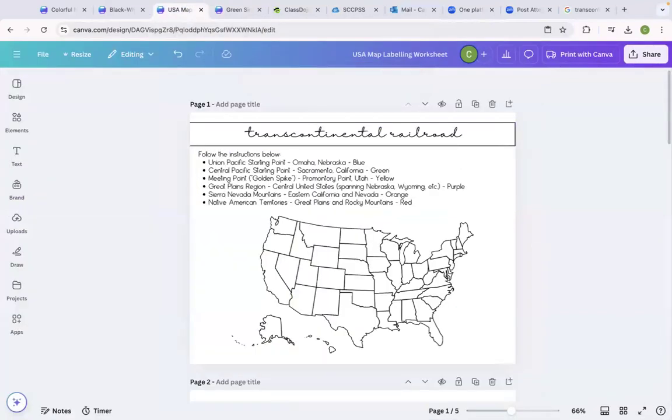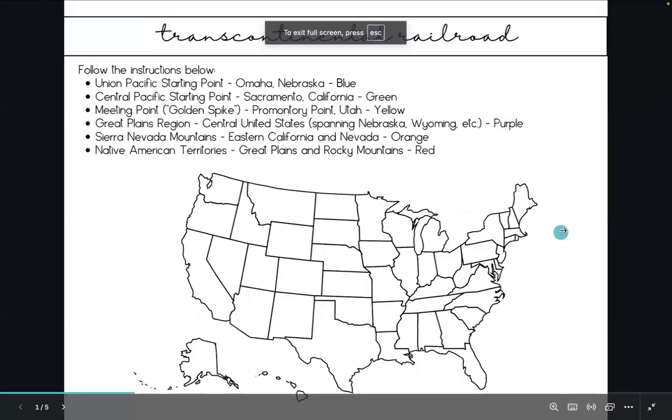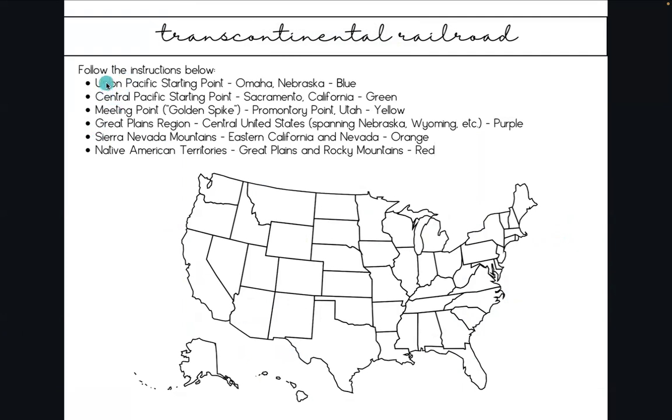Next, we have our Social Studies Sunday. Now, this is the Transcontinental Railroad coloring assignment. So here you have a blank map of the United States. You're going to follow the instructions below. You're going to identify each of these points. This is the location of the points, and this is what color I need you to put them. Now, I know what you're thinking. I don't know where Utah is, or where is Promontory Point, or where are the Great Plains and Rocky Mountains? Don't worry, we're going to go over it.